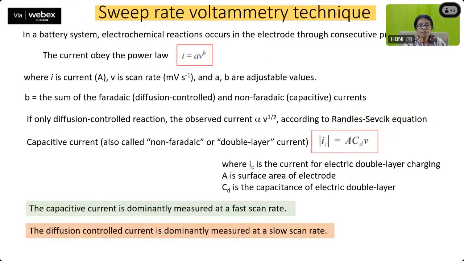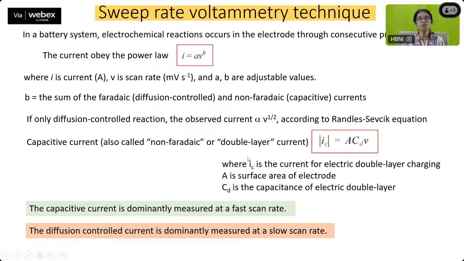So in a battery system, the electrochemical reactions occur in the electrode through consecutive processes. And so the current obeys the power law, i equals a times nu to the power of b. So i is the current, nu is the scan rate, and a and b are adjustable values. So b is the sum of Faradaic, or diffusion controlled, and non-Faradaic, that is capacitive, currents. So if it is only a diffusion controlled reaction, the observed current is proportional to the square root of the scan rate according to the Randles-Sevcik equation.